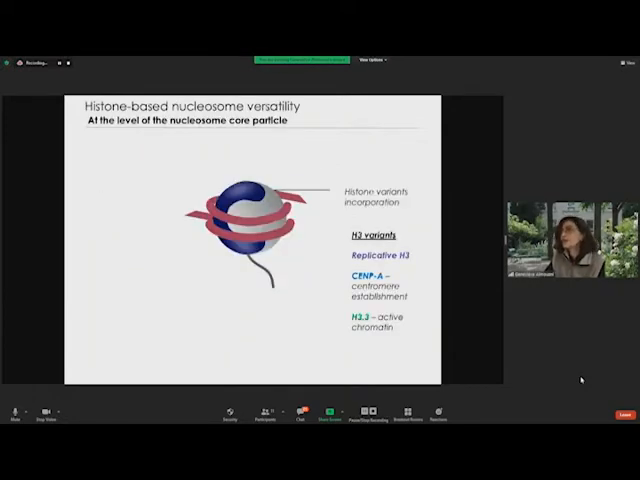So now if we get back to the histone-based nucleosome versatility and this core particle, as I mentioned, we have now to take into account the histone variant incorporation, so the replicative, the centromere, and H3.3, which is particularly important in active chromatin. But as I said, there's an importance in the amino terminal tail of particular residue, and this amino terminal tail do harbor lots of histone modification.